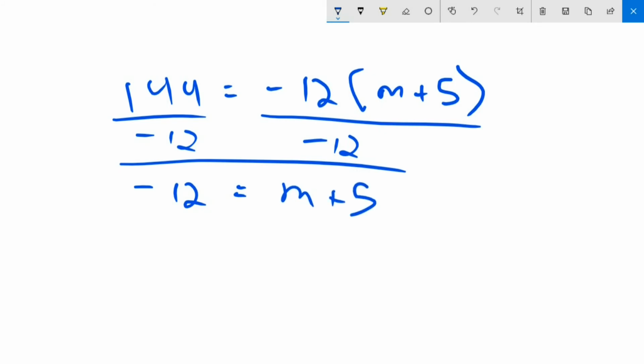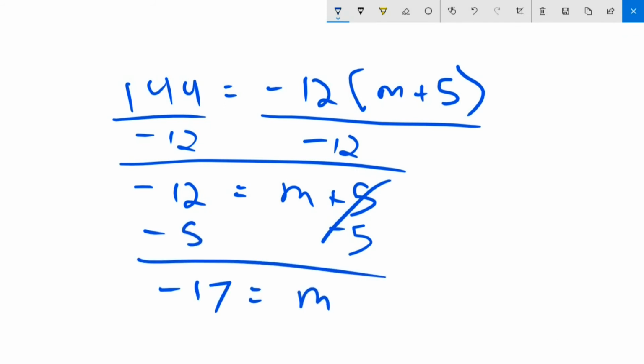Okay, so that was one step. And now what do we do here? M plus 5. To get m by itself, we're going to subtract 5, of course. Minus 5. And then we got negative 17 equals m. So the answer would be negative 17.